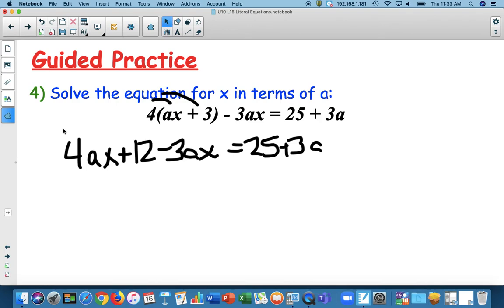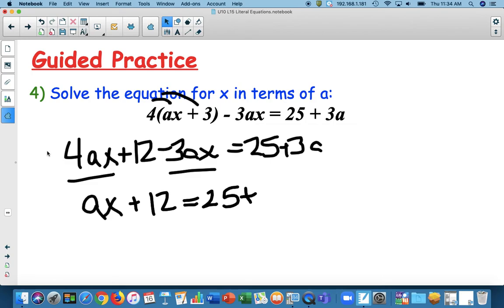Now, here, I see two like terms, so I'm going to combine my like terms. They both have the same variable raised to the same exponents. So I'm going to have 4 minus 3, which is just ax. If you want to put the 1 in front, of course you can, but you do not have to. So ax plus 12 equals 25 plus 3a.